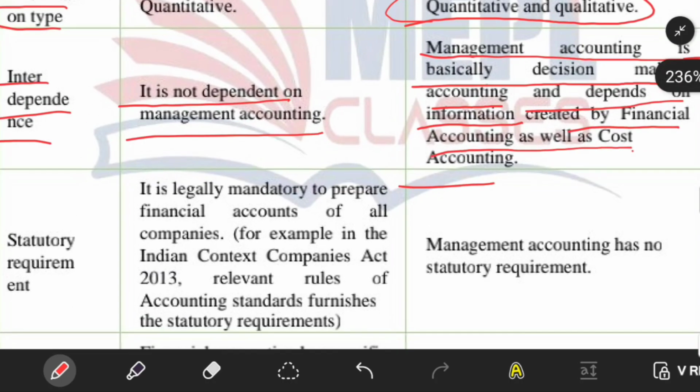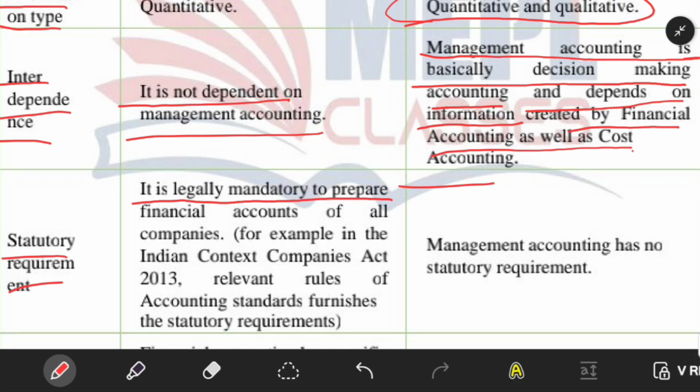Okay, next is statutory requirement. Financial accounting is legally required under the Companies Act, Income Tax Act, etc. Every registered company must do it. It is legally mandatory to prepare financial accounts of all companies. Whereas management accounting has no statutory requirement. That is, management accounting is not compulsory. It is done voluntarily to improve internal management.